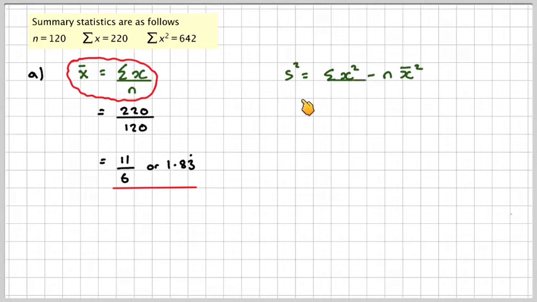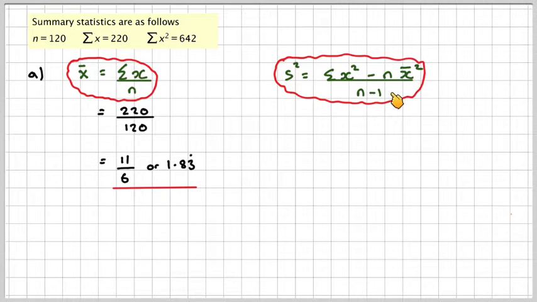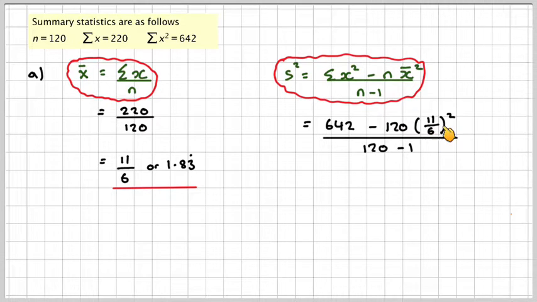The variance is calculated by sigma X squared minus N times the mean squared, divided by N minus 1. So again, we can get the numbers from the summary statistics, which is 642 minus 120 times 11 over 6 squared, over 120 minus 1. Use the fraction button on your calculator, and that will give you 716 over 357, or 2.01, correct to 2 decimal places.